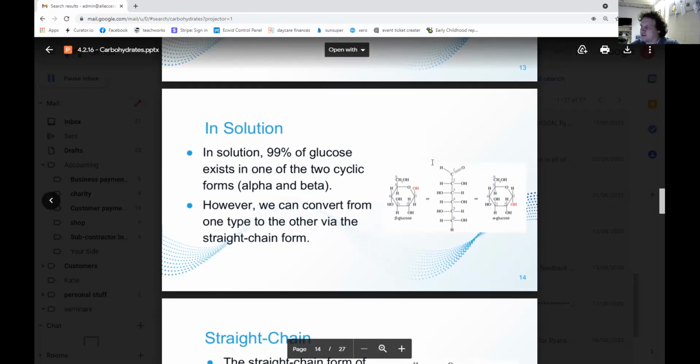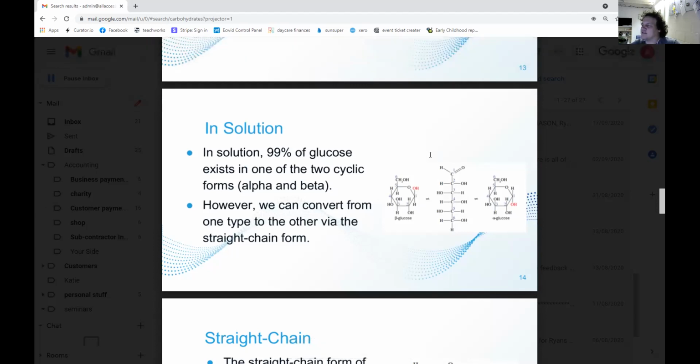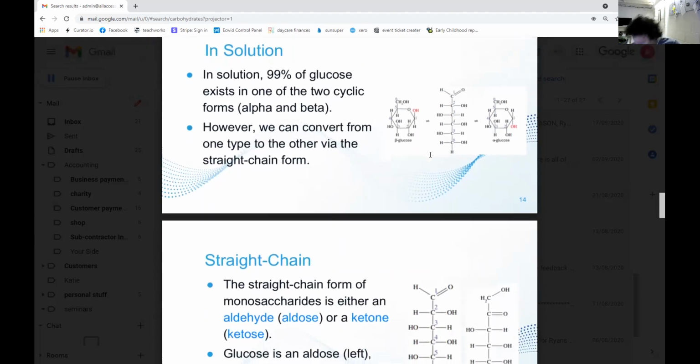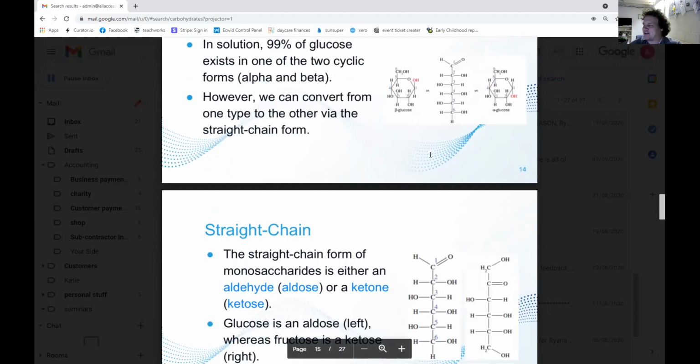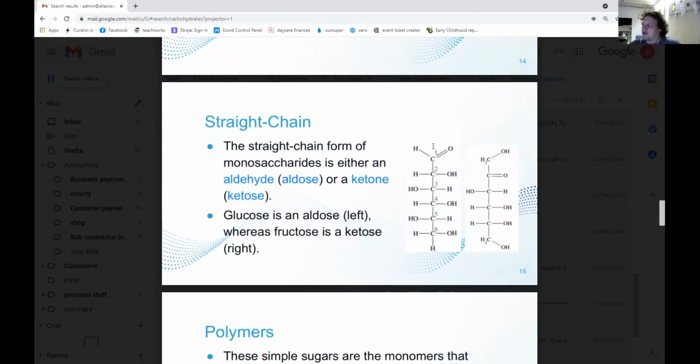Which is the straight chain. And now we're going to the straight chain form. So this takes a couple of goes and a little bit of research. This is quite a broad overview of all of it, but we either have an aldose or a ketose.